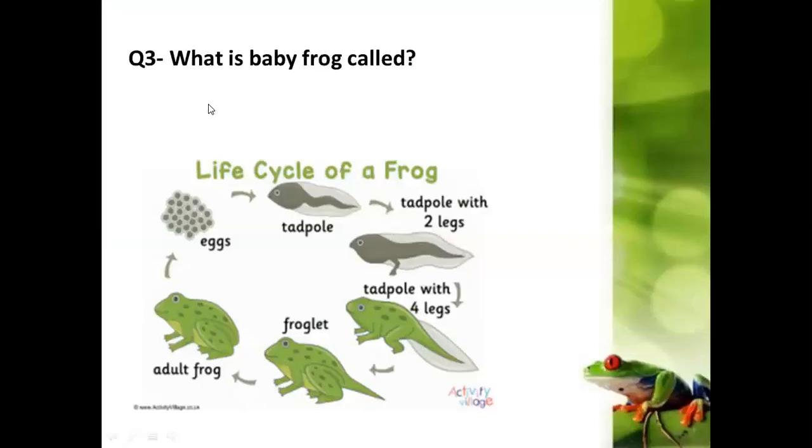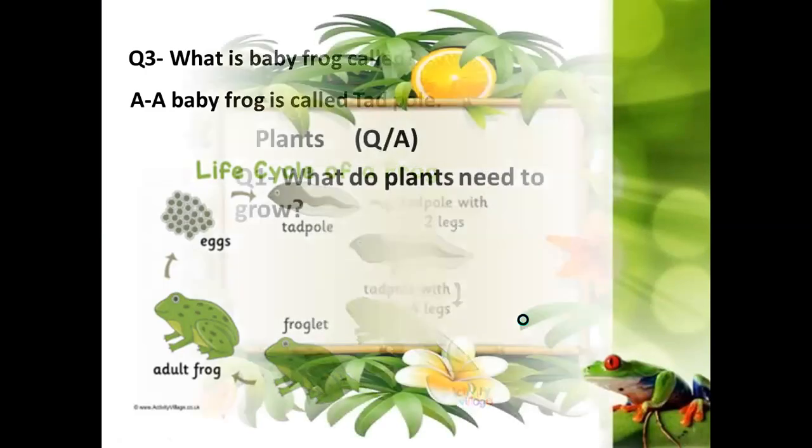The next question is what is a baby frog called? We have discussed the life cycle of these three things, the frog, butterfly and fish, in very much detail. So a baby frog is called tadpole. A baby fish is called fry, and a baby frog is called tadpole.